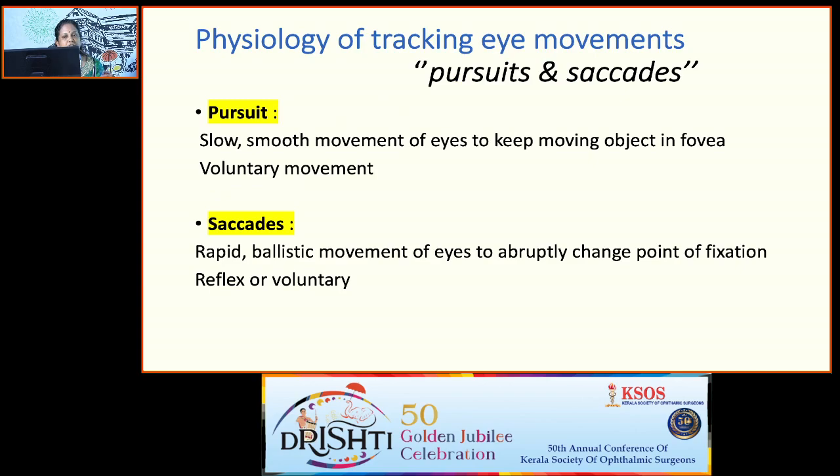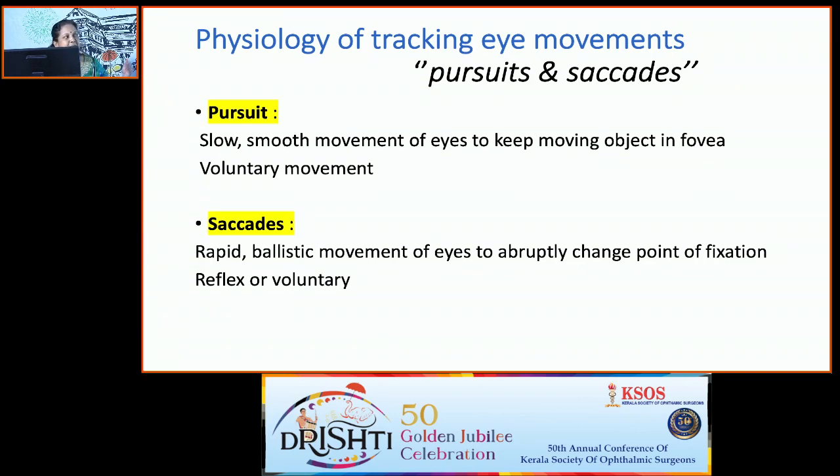First of all, what do you mean by pursuit and saccade? This is the basic physiology of tracking eye movement. Smooth pursuit and rapid saccade, and this is the basis of nystagmus also. Pursuit means it's a slow, smooth movement of the eye to keep the moving object in fovea. It's a voluntary movement, whereas saccade is a rapid ballistic movement of the eye to abruptly change the point of fixation.